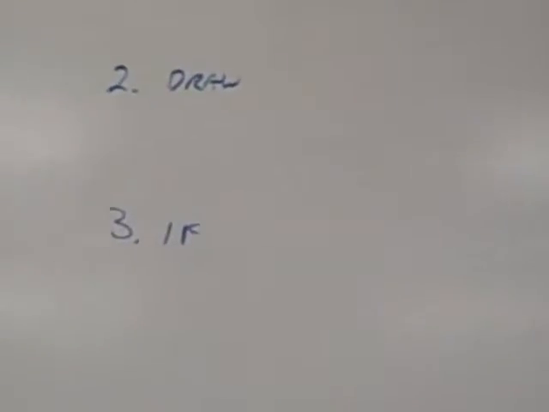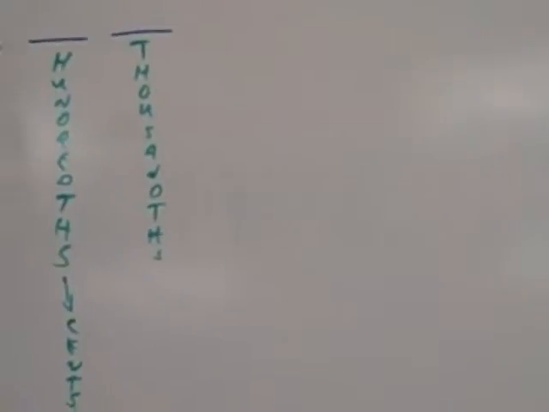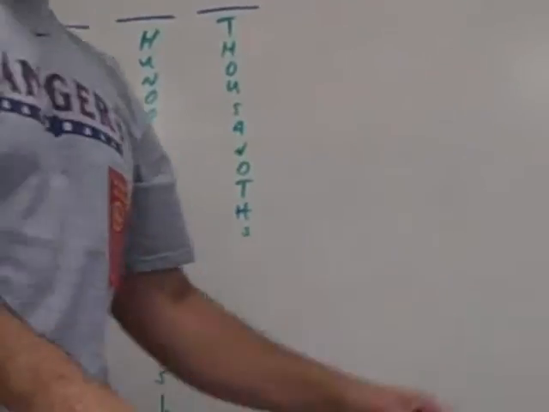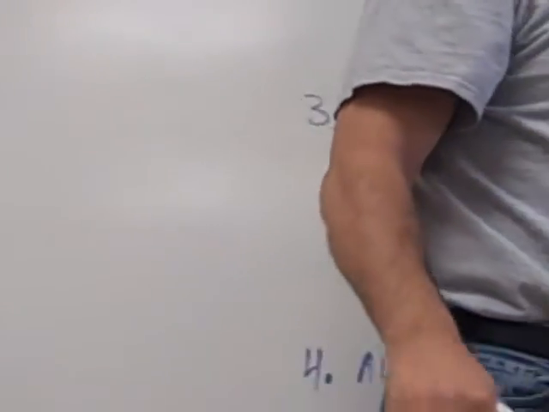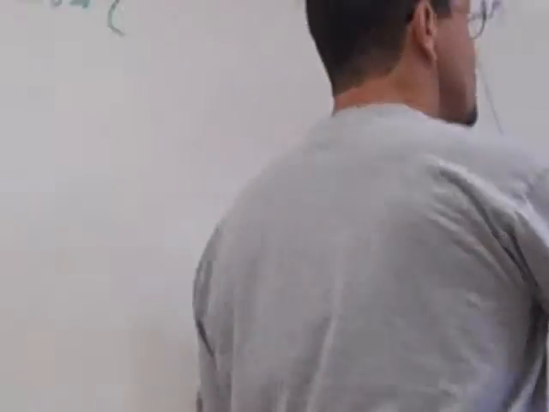Where is the hundredths? Second place to the right. Which is what digit in our first example? 8. The 8. So circle the 8.